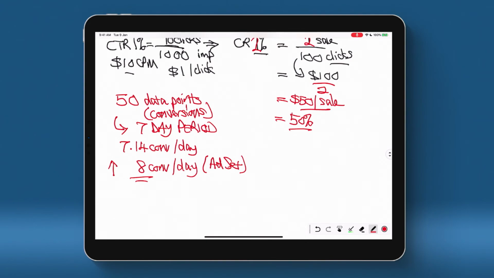So we'll talk more about these things in terms of what you can change during the 7-day period, what you shouldn't change, and so on and so forth. But to answer this question at least, we're looking at the data point requirement of 50 data points or conversions within a 7-day period for Facebook to complete its learning.